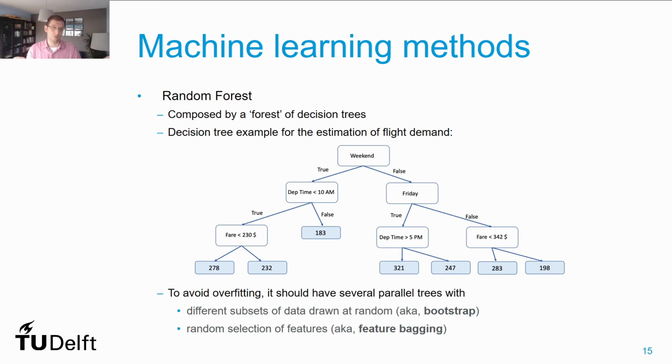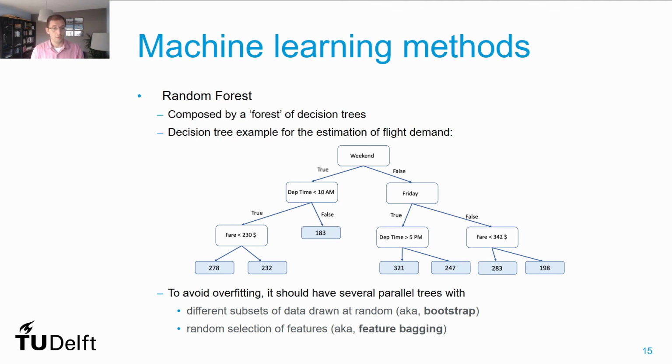If it's true, you're going to look into the departure time, whether it was before 10 a.m. or not. If it's false, you look into Friday, is it Friday or not? And then you move lower in your tree, you start dividing in branches until you get to the end node, which tells you the value that you should get for your demand forecast. If you have many of these trees, thousands of these trees, then you can average the value obtained by all these trees.